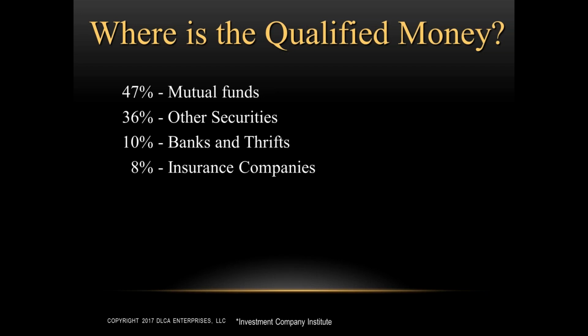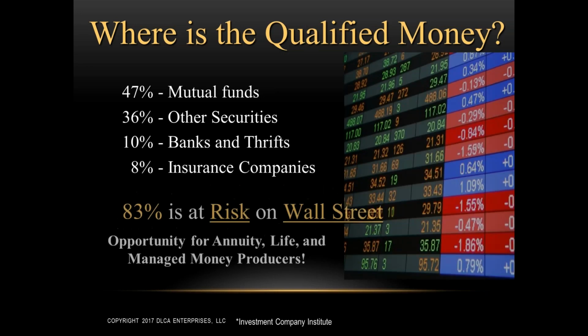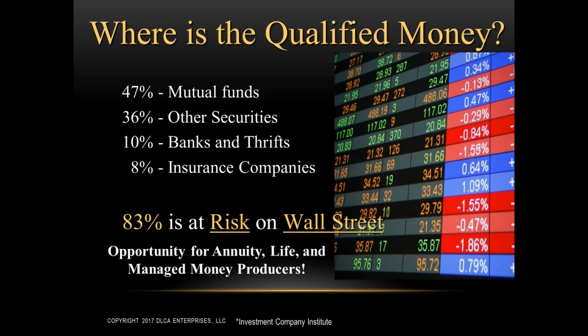If you had the techniques to share with your client solid, logical reasons why, when they go from that accumulation to that distribution phase, they should consider annuities and insurance companies, you would have some very, very powerful sales tools. Anyhow, if you add up the 47% in mutual funds to the 36% in other securities, the number comes out to 83%. So 83% of that $25 trillion of Americans' retirement money in one form or another is right now at risk on Wall Street in an inflated market condition. So this has created an immediate opportunity for those that sell annuities, life insurance, and managed money producers.